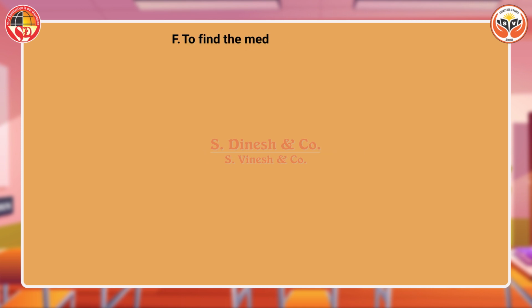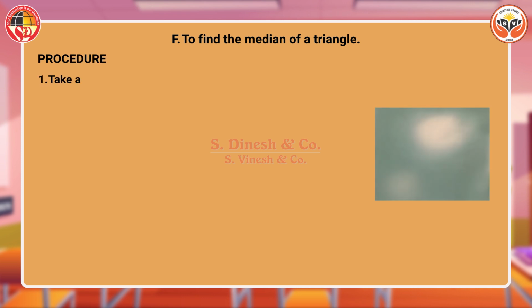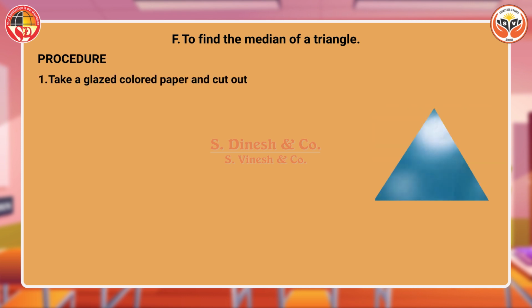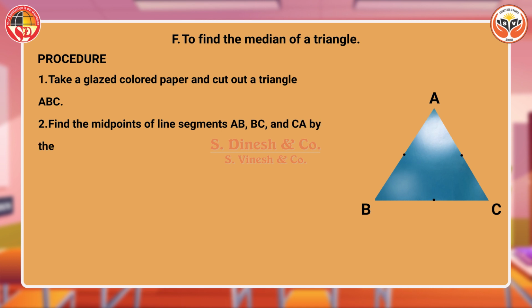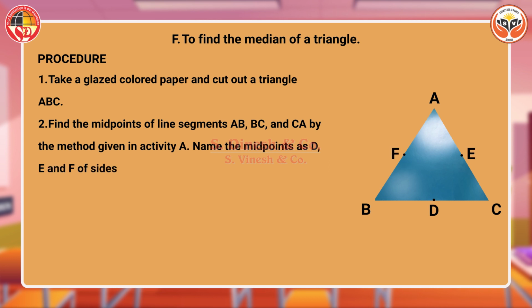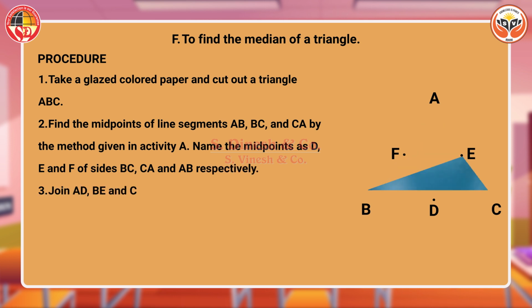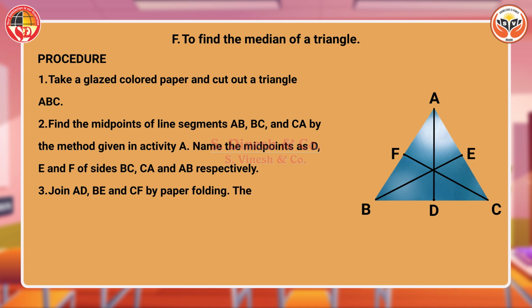F. To find the median of a triangle. Procedure: take a glazed colored paper and cut out a triangle ABC. Find the midpoints of line segments AB, BC, and CA by the method given in activity A. Name the midpoints as D, E, and F of sides BC, CA, and AB respectively. Join AD, BE, and CF by paper folding. The creases so formed are the required medians.